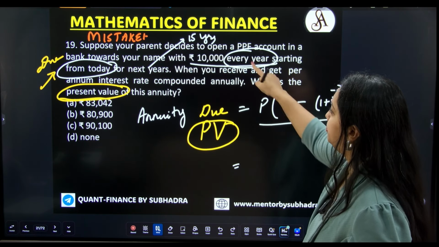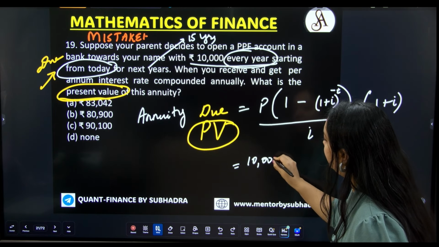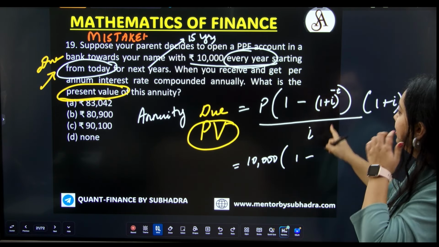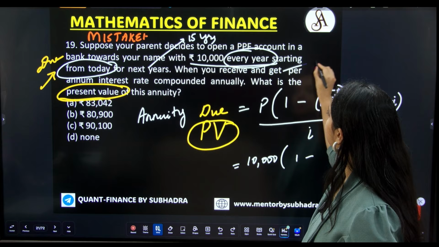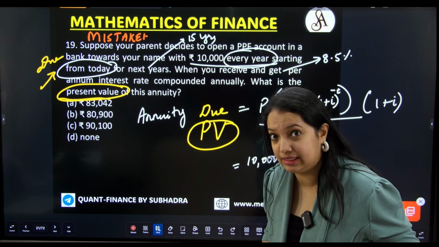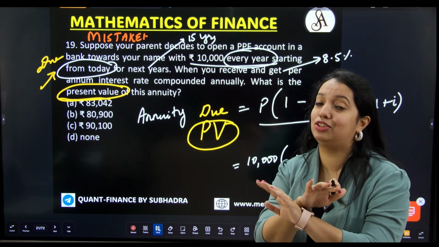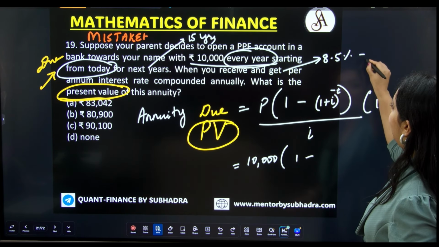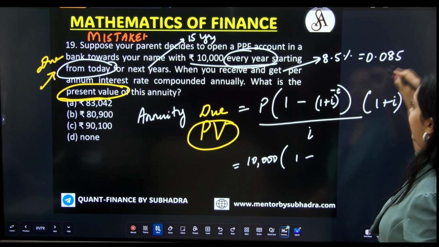Let's start. What is P? How much amount are you putting every year? 10,000. 1 minus. What is I? They have given in the question. The information is missing. 8.5%. Now 8.5 percentage. Convert this into decimal. It is not 0.85. This value will become 0.085.